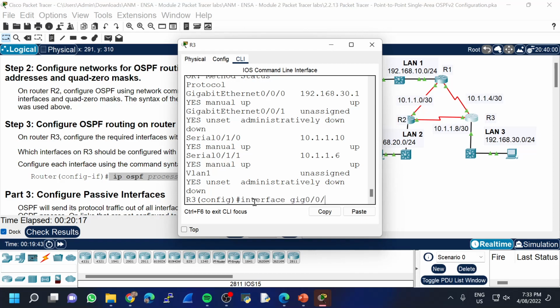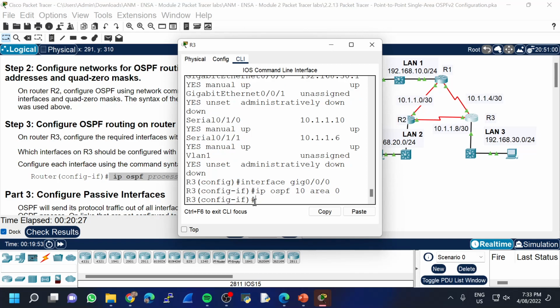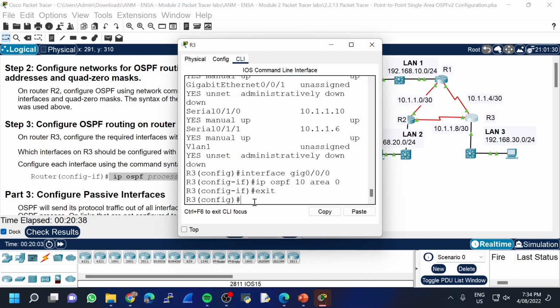Interface gig 000, IP OSPF 10, area 0. Done. You're advertising gigabit 000 in the OSPF process. So you're advertising the network that is attached to this interface, right? Yes, exactly. Oh, so that's what those LSUs are for, isn't it?